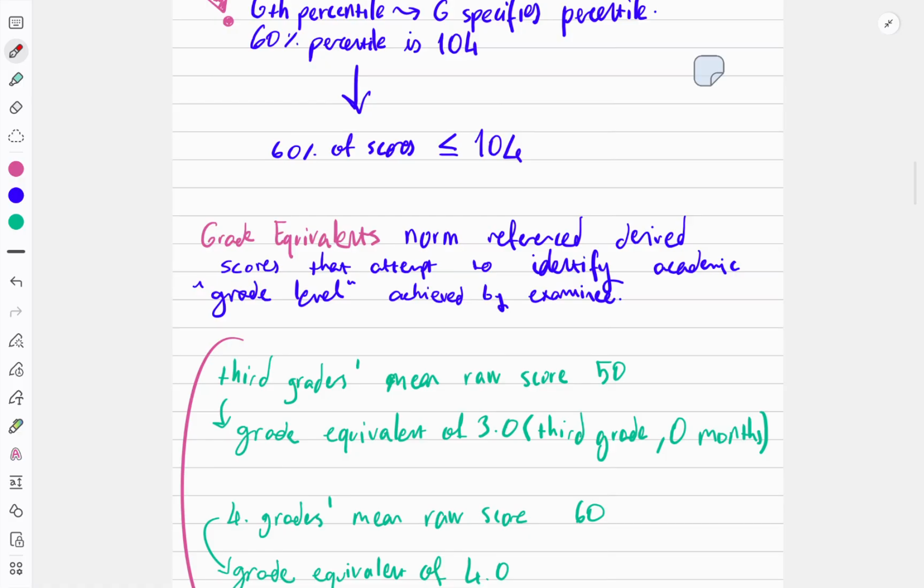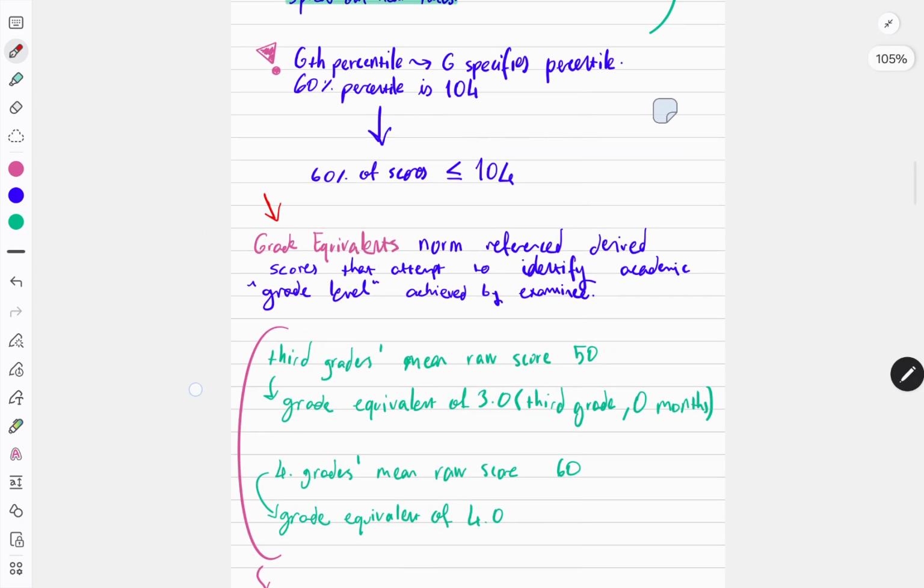Okay. So we have grade equivalence, which is a norm-referenced derived score that attempts to identify the academic grade level achieved by the examinee.